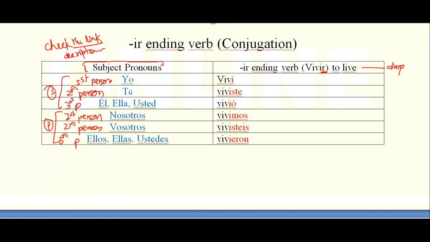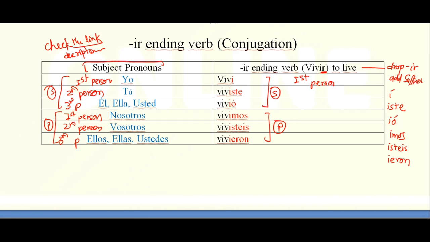Here we have taken IR ending verb. Again we have to drop IR and put suffixes. Vivir means to live. And suffixes are same as ER ending verbs. I, iste, ió, imos, isteis, ieron. First and third person singular accent. We have to write root word, that is viv, six times and add suffixes. These are first person, second person, third person singular and rest three, first, second, third person plural.